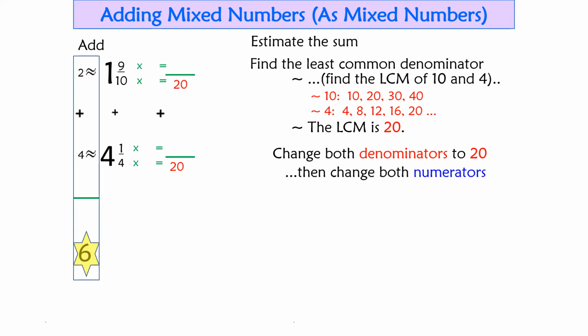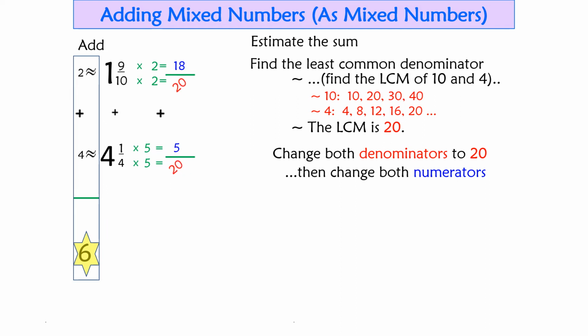Now, to figure out what our new numerators are going to be, we have to figure out what we multiplied our old denominator by to get to our new denominator. Since it was 10 times 2 that got us to our new denominator of 20, we're going to multiply the numerator by the same thing, giving us a new numerator of 18. Now, in the bottom mixed number, we multiplied 4 by 5 to get to the new denominator of 20. So we're going to multiply the numerator by the same thing and get 5.